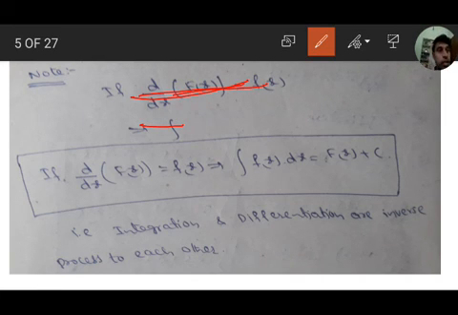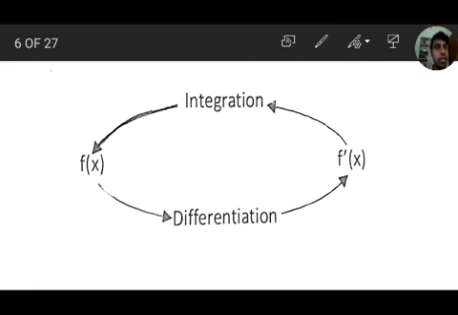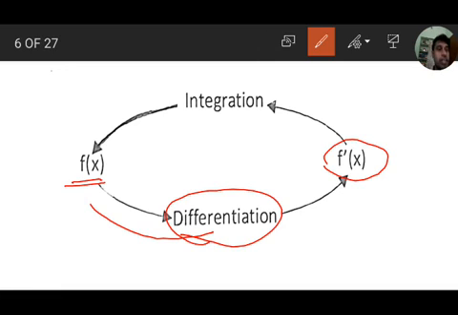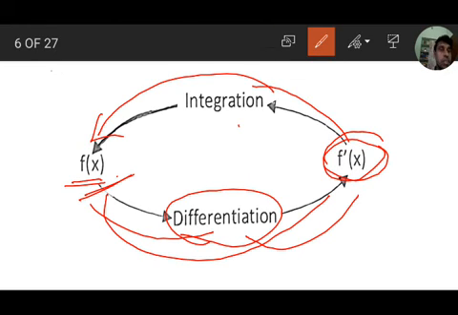Okay, next. If f of x is a function and we differentiate it, we get f dash x. f dash x is a function. If we integrate f dash x, then we get f of x. And f of x derivative gives f dash x. They are inverse to each other. Okay. Next.